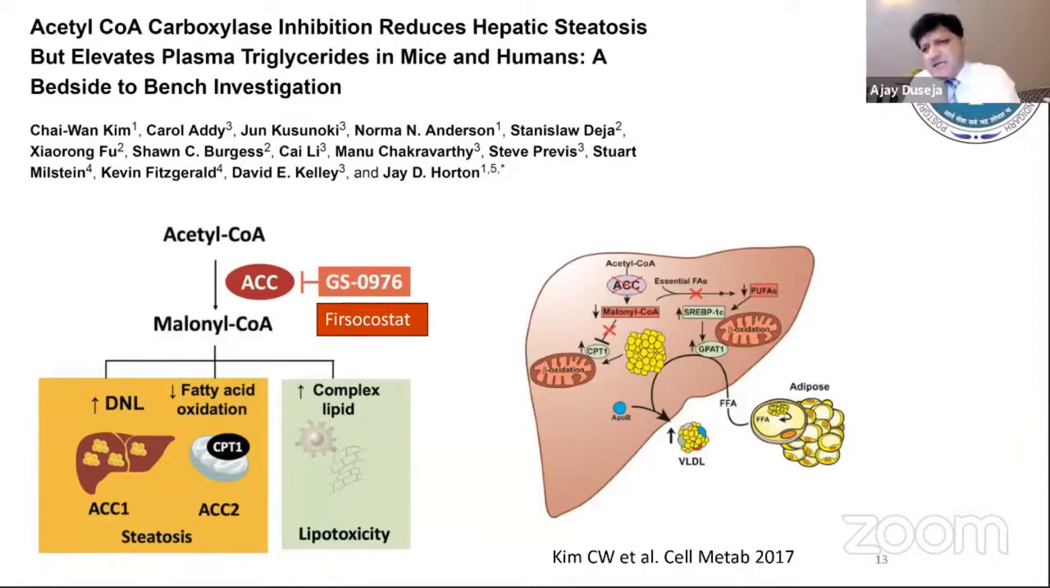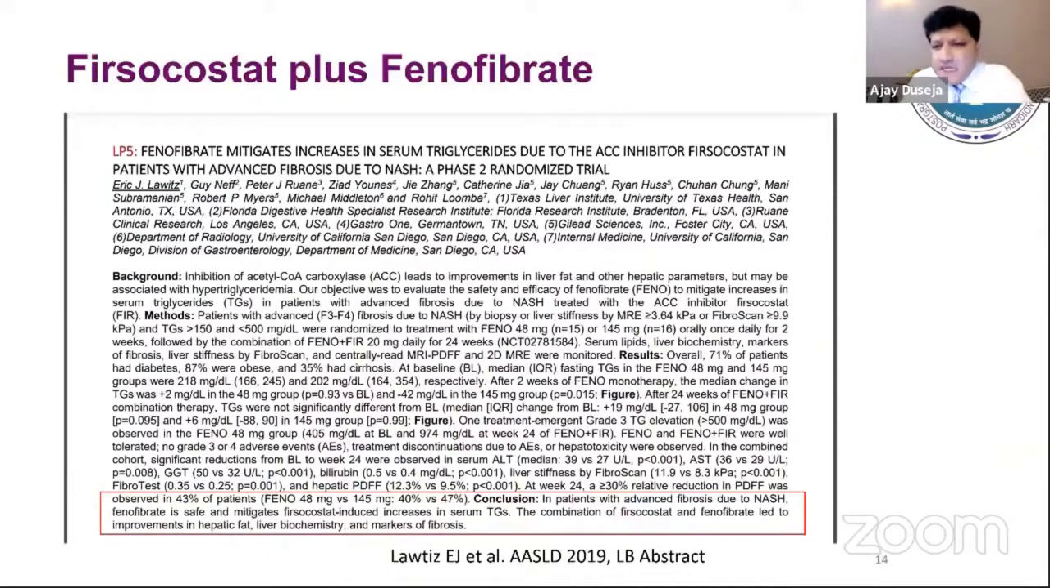Again, a very simple strategy. This was presented as a late breaker at the 2019 AASLD. I don't think this has been published as a full paper, but then with Firsocostat, they added fenofibrate to reduce the hypertriglyceridemia. And this combination, they found, not only improved the hepatic fat, the liver biochemistry and the markers of fibrosis, but also reduced the hypertriglyceridemia, which was an issue with Firsocostat.